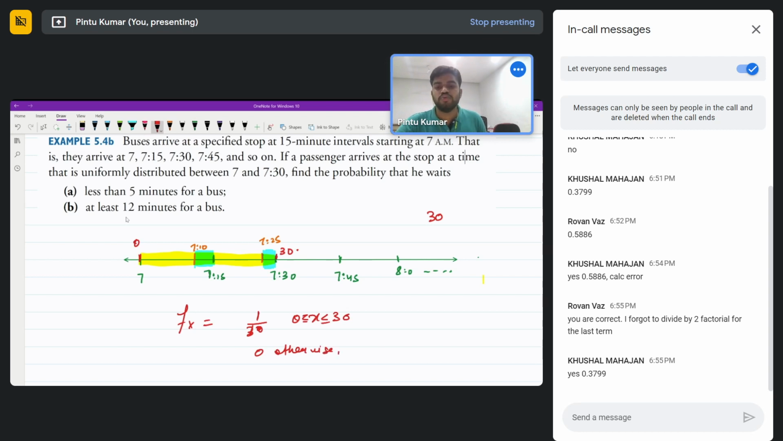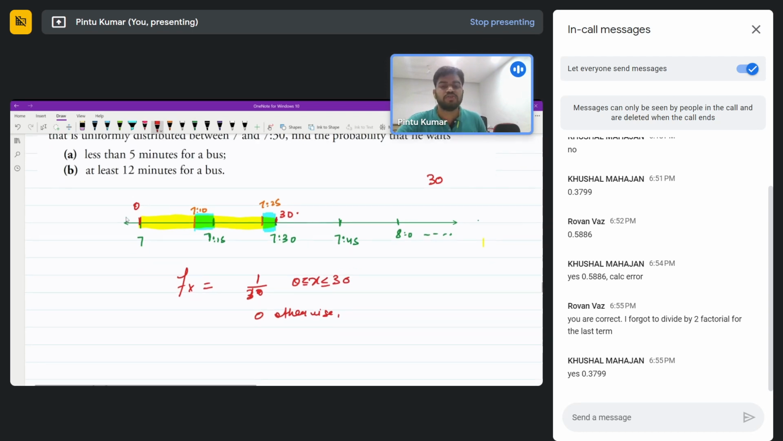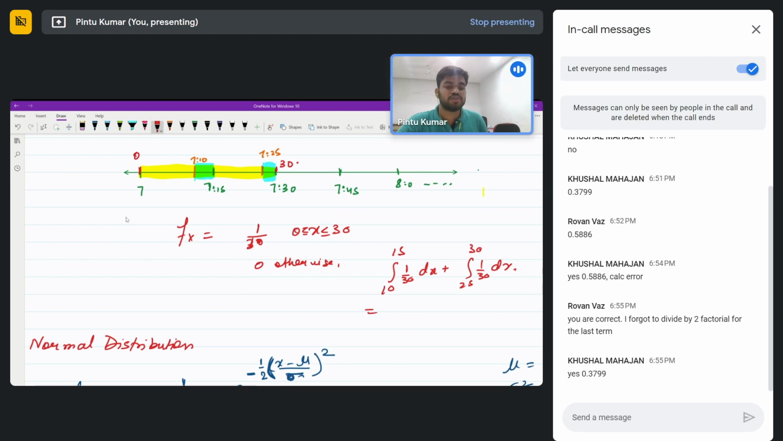So here are two small windows of 5 minutes. So this is from 10 to 15, 1/30 dx, plus 25 to 30, 1/30 dx. So this is 5/30 plus 5/30, and this is nothing but 1/3. So there is a 1/3 probability that the person waited for less than 5 minutes.